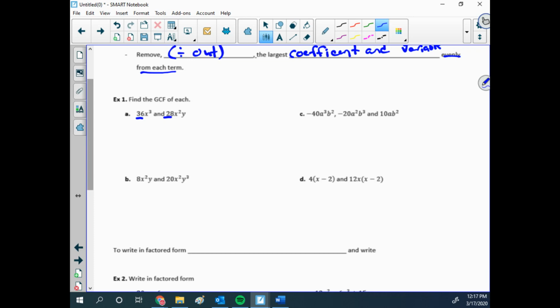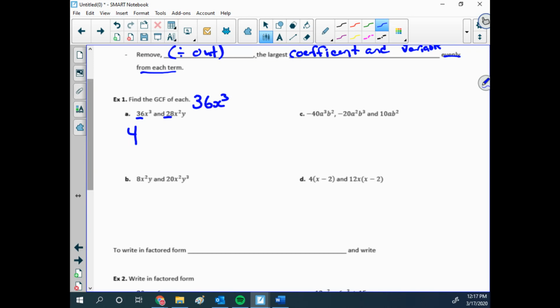12 doesn't go into 28. The next highest number then is going to be 4. And 4 divides evenly into 28. So the greatest common factor numerically is 4. Now we have to look at my variables. And there's a few different ways you could do this. So if I come back, I'm just going to rewrite this up here.